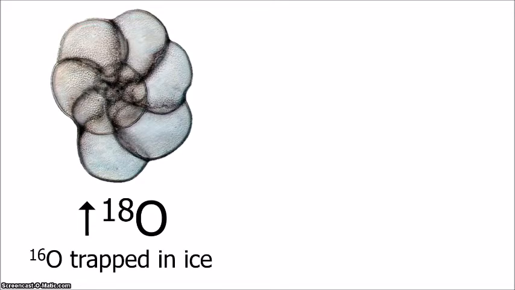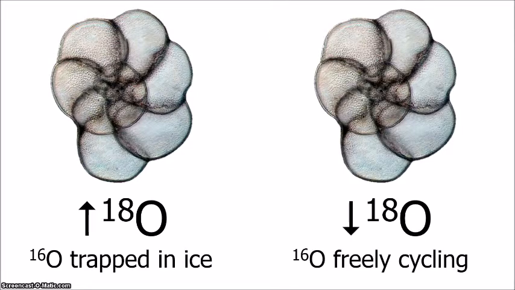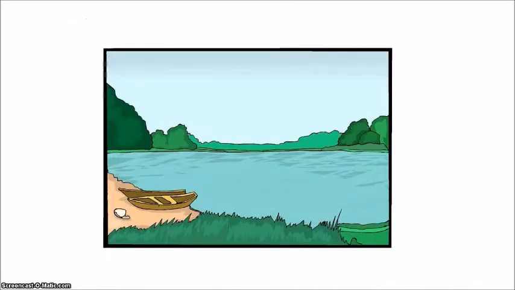More oxygen 18, that means oxygen 16 is trapped in the ice. Less oxygen 18, that means that the oxygen 16 is freely cycling and able to be incorporated into the shells. Whoa, crazy. Now speaking of cores, we can also take core samples of lake beds. And what will that tell us?